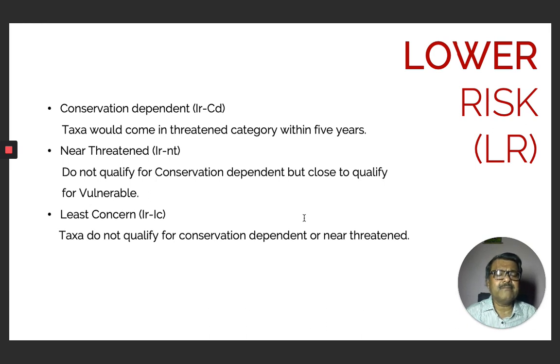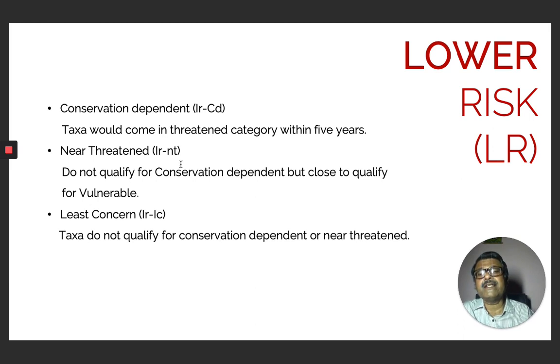The next category of IUCN is lower risk, LR. Lower risk is further classified into three categories: conservation dependent, near threatened, and least concern. Conservation dependent is where the taxa would come into the threatened category. So in the next 5 years, if any species individual comes under any threat category and requires conservation, it is dependent on conservation, because the species individuals have entered into a certain threatened category. So they are known as conservation dependent.